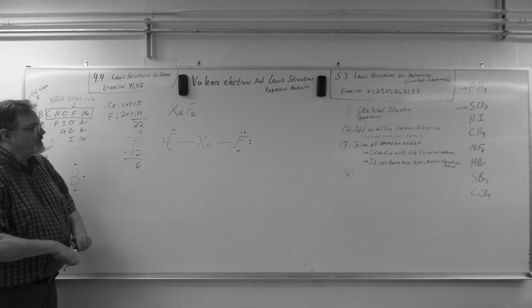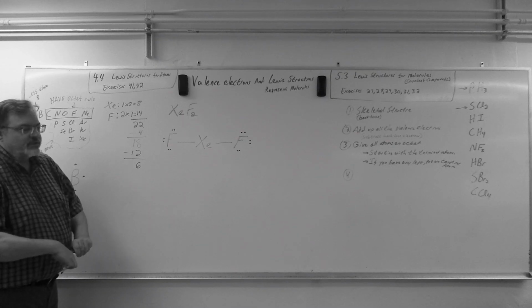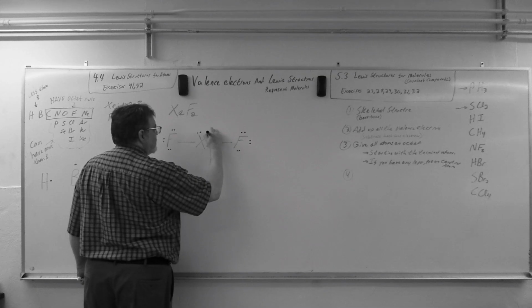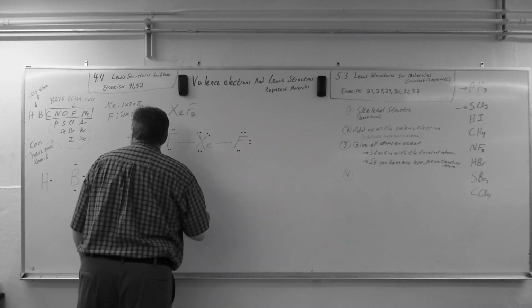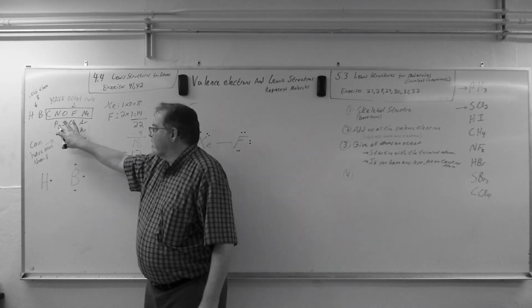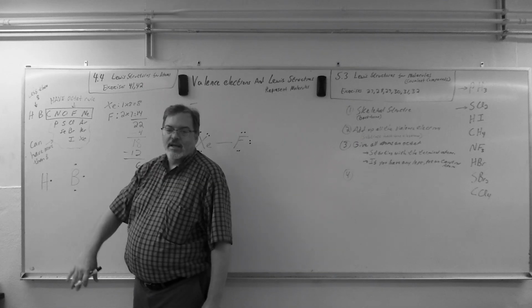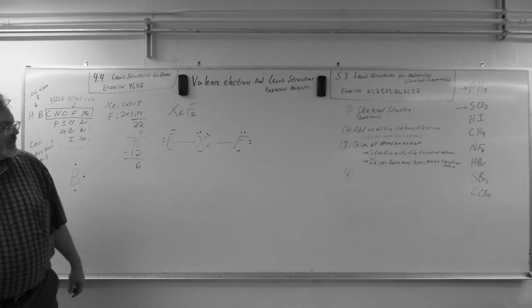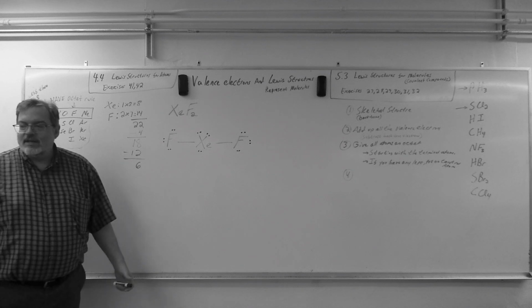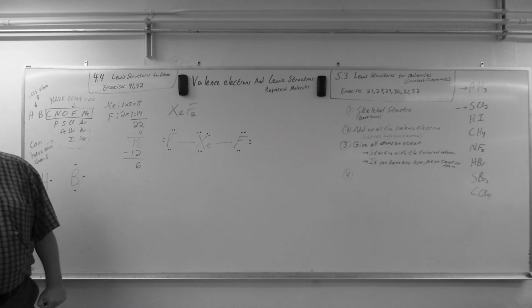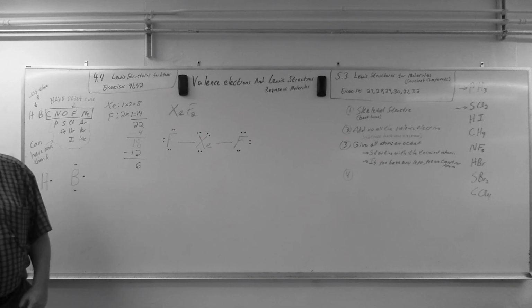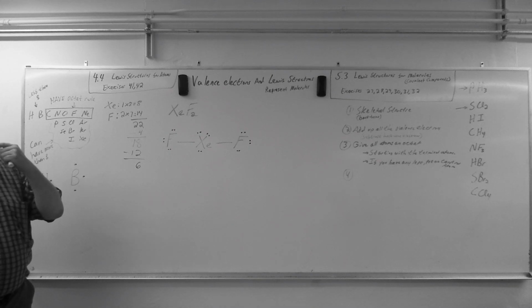So when you have some left, you start sticking them on the central atom. 2, 4, 6. And yes, Xe is in this group where you can have an expanded octet, where you can have more than 8. And that's where you would stop. Everything has its octet. The thing that can have an expanded octet ended up with an expanded octet. That means you're done. That's the Lewis structure for XeF2.